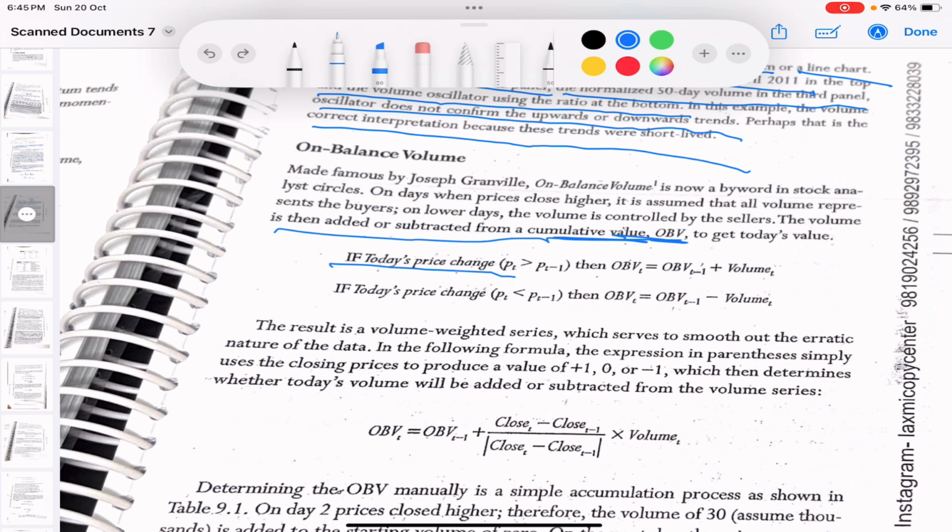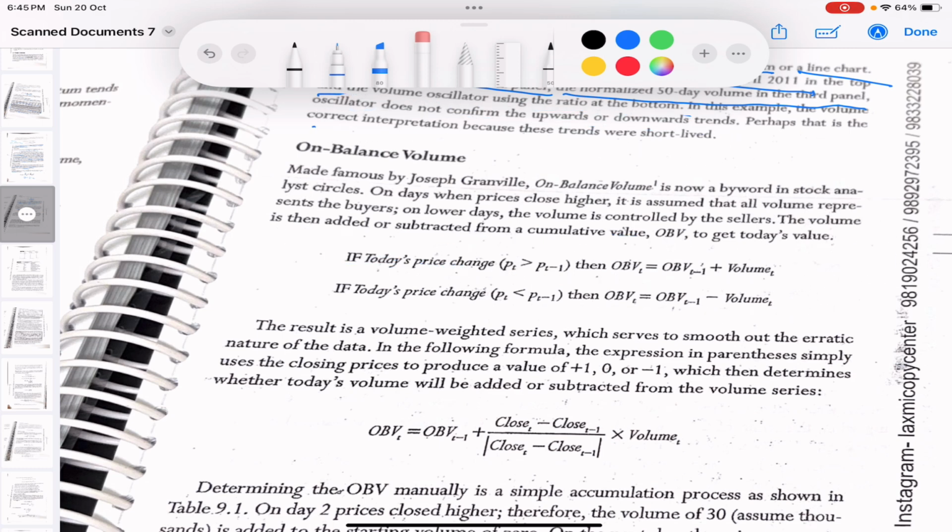yesterday's OBV minus today's volume. Okay, again, let me just quickly revise the formulas. Don't get confused. Just try to make notes along with me.